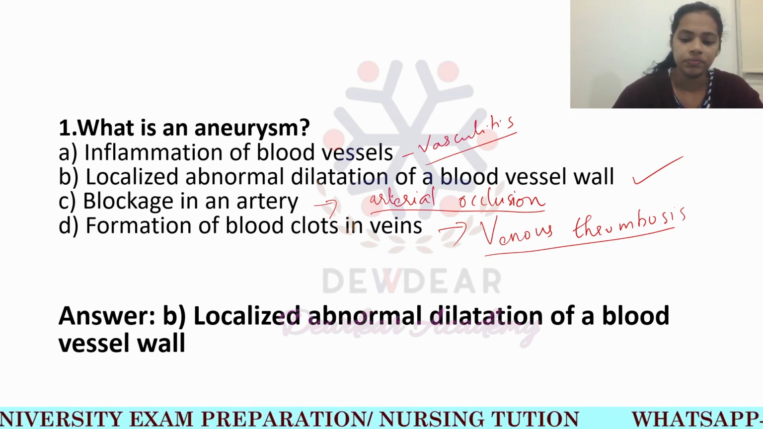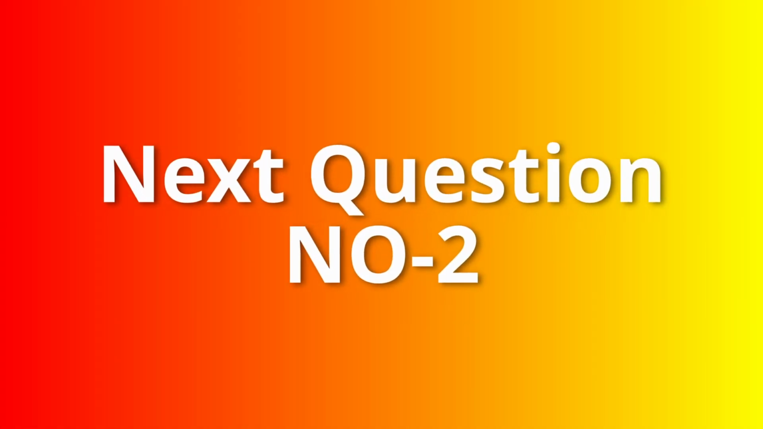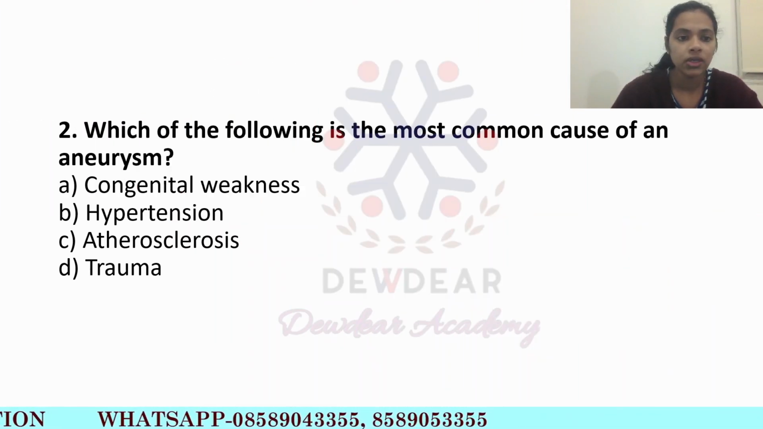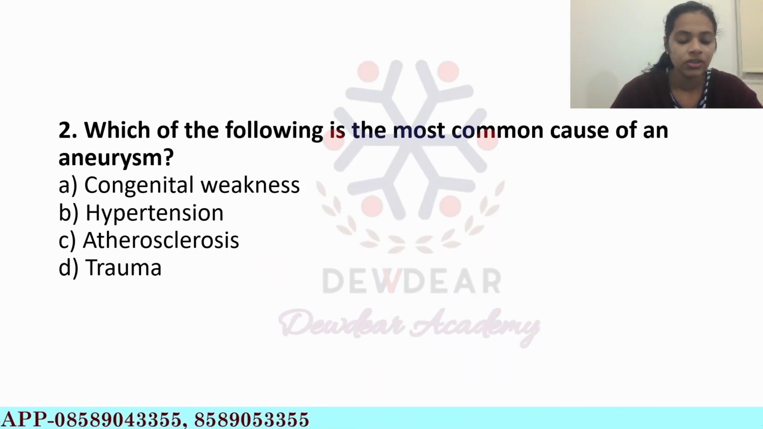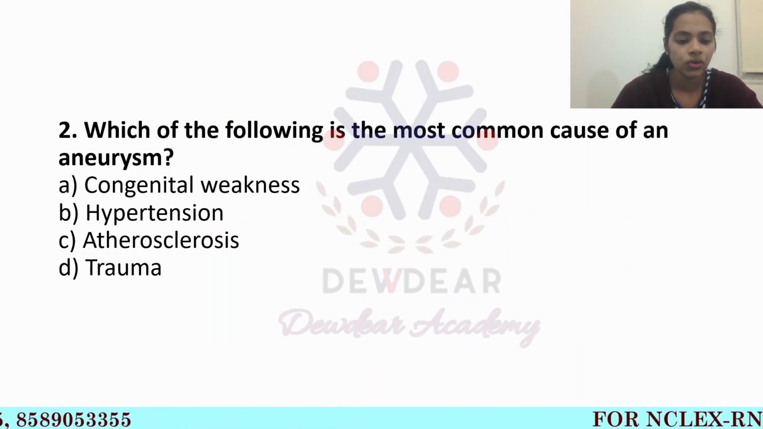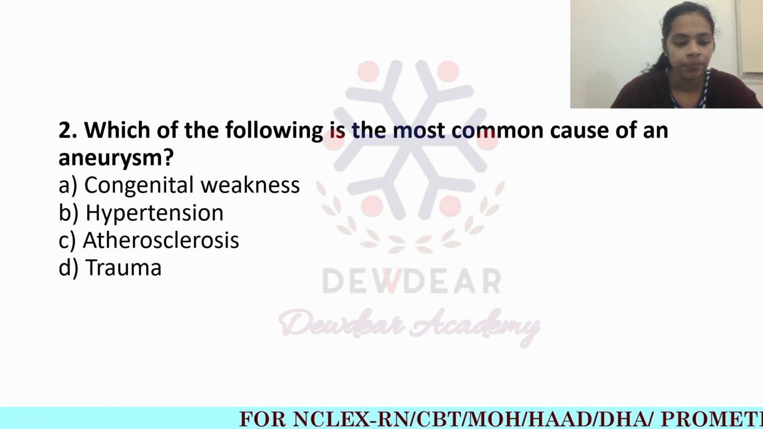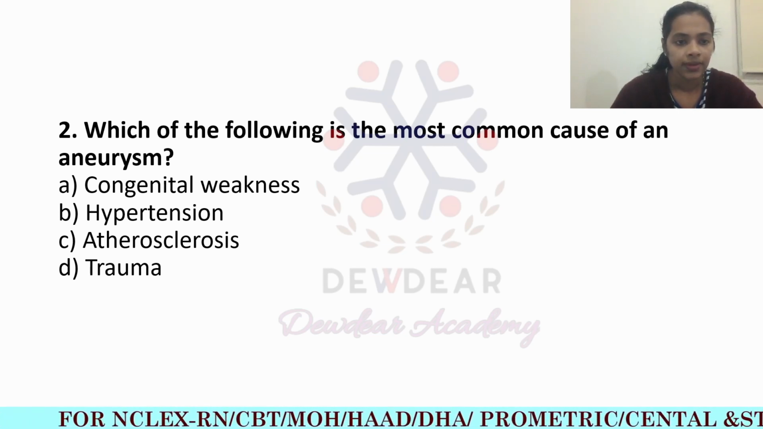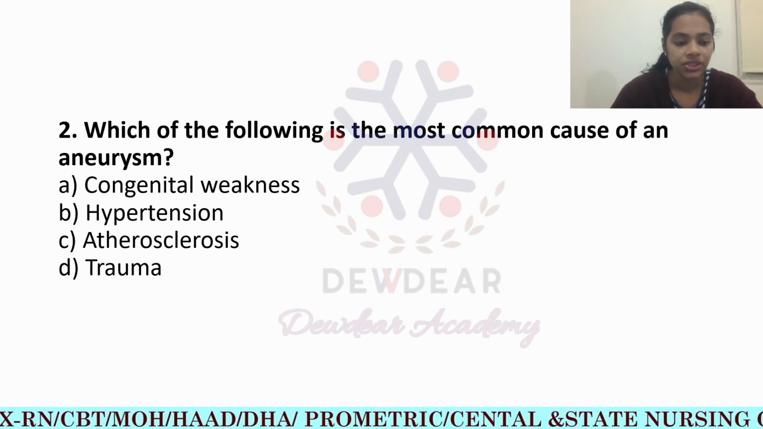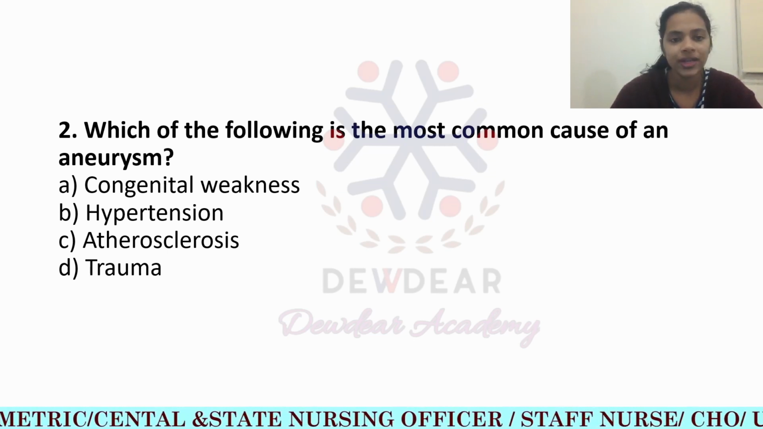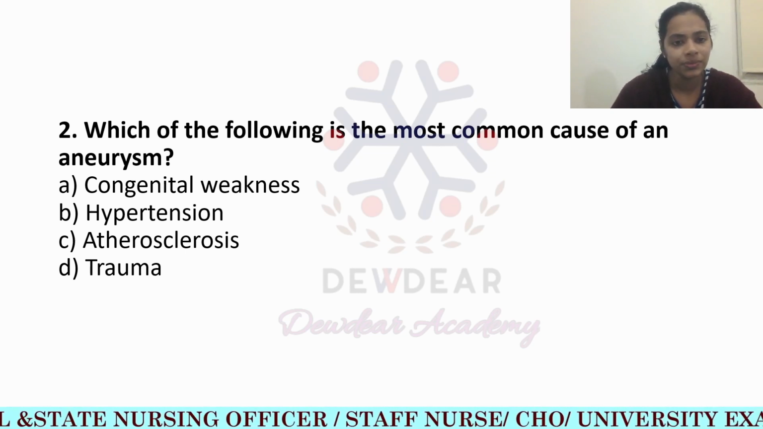Then the next question is, which of the following is the most common cause of an aneurysm? The options are congenital weakness, hypertension, atherosclerosis, and option D is trauma. So which is the most common cause?